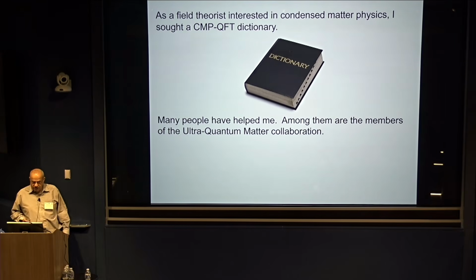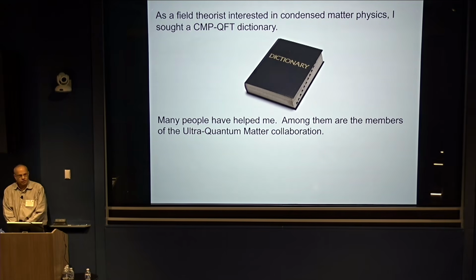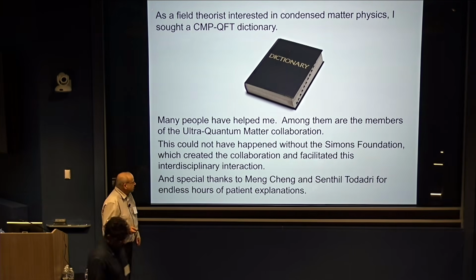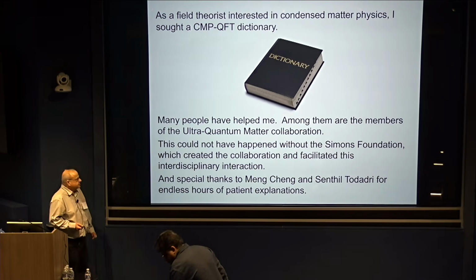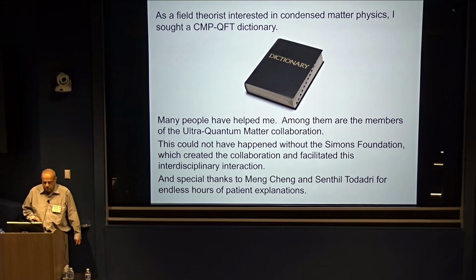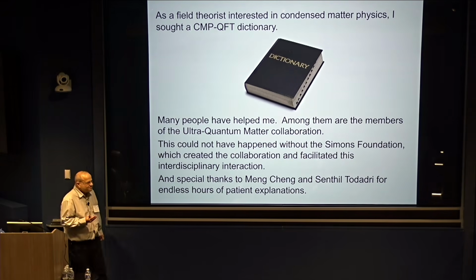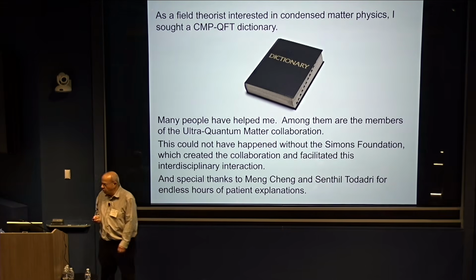So in this endeavor of understanding the dictionary, many people have helped me, among them many of the people here in the audience and other members of the collaboration. And absolutely this could not have been done without the Simons Foundation, which created that collaboration, which facilitated this interdisciplinary activity. I think this is what it's all about. But this is very general. Two people were particularly helpful, and these are Meng Cheng and Senthil. There were hours and hours of, I shouldn't say conversations, because with Senthil, these are not conversations. But they have been enormously helpful.